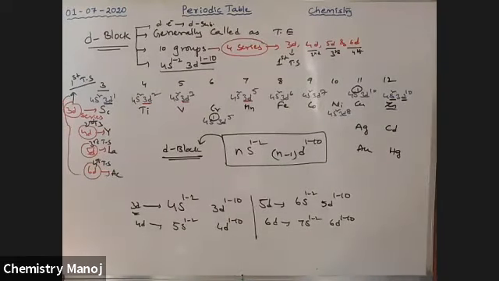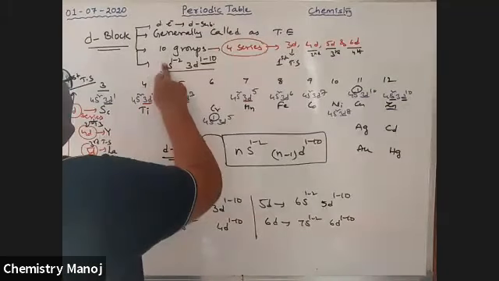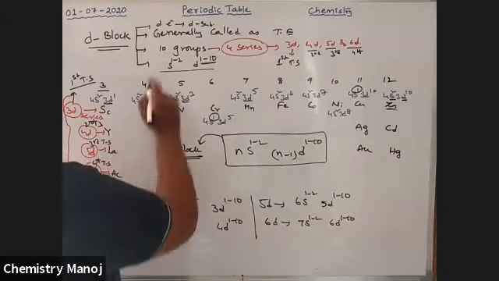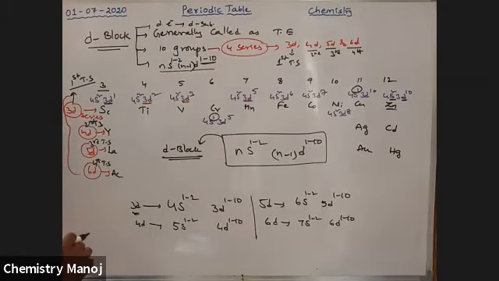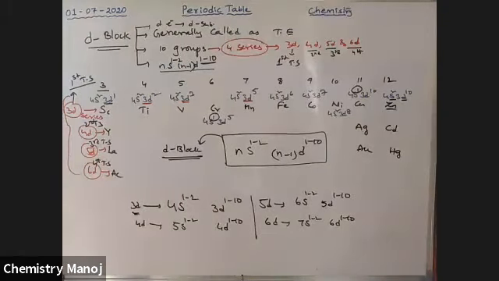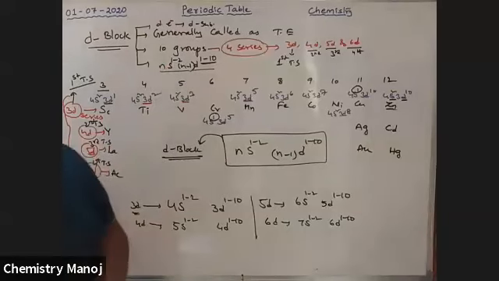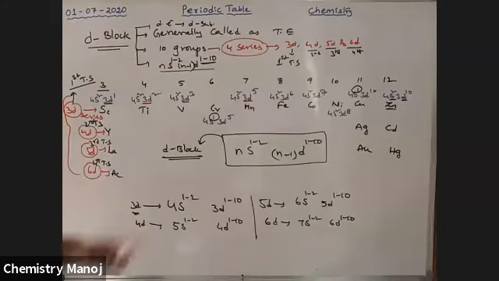The general outermost electronic configuration for d block elements is ns1 to 2, (n minus 1)d1 to 10. Therefore, I am rewriting it here. For d block elements, the general outermost electronic configuration is ns1 to 2, (n minus 1)d1 to 10.